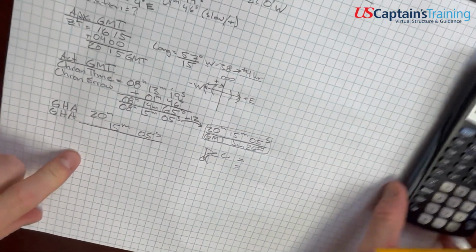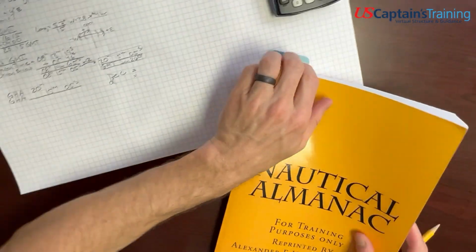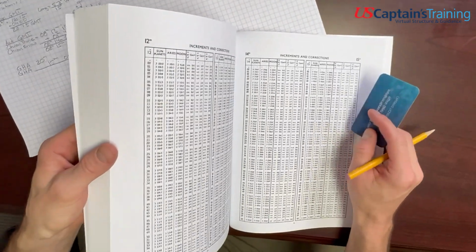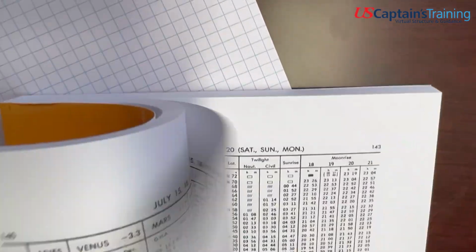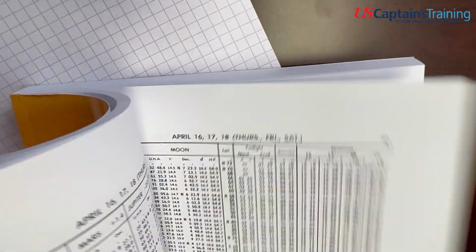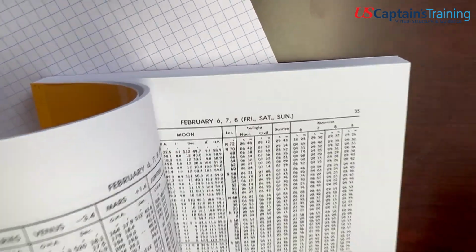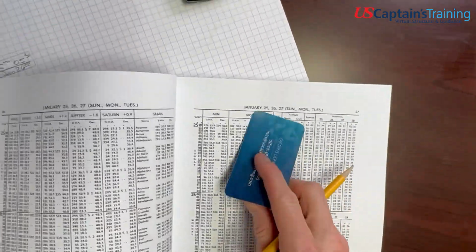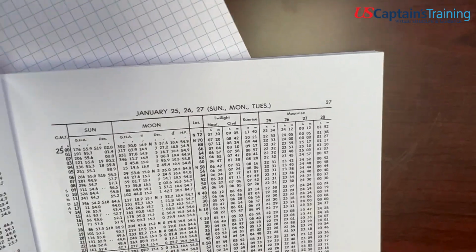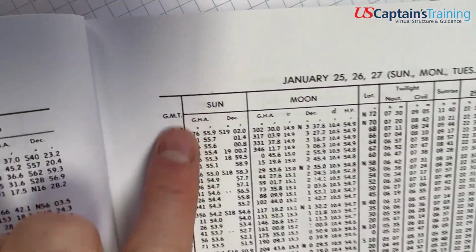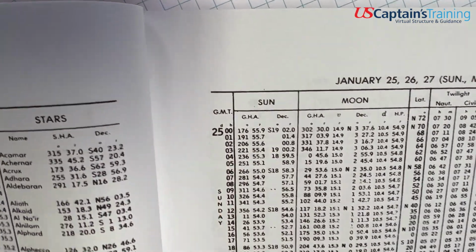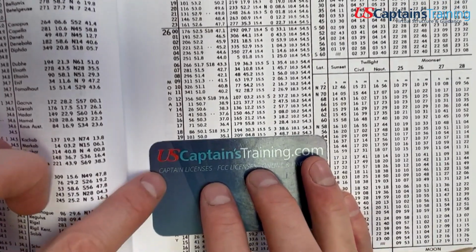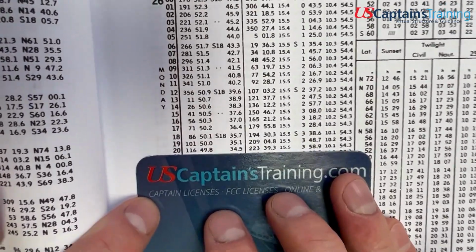So we'll jump into the Nautical Almanac and find January 26th. It'll be at the front. July, May, April, February, January 28, 29, January 26th. And we need the sun column. And there's the days again, 25. We're 26, and we're 20 hours. So 26 down, 20 hours. There we are, this line.